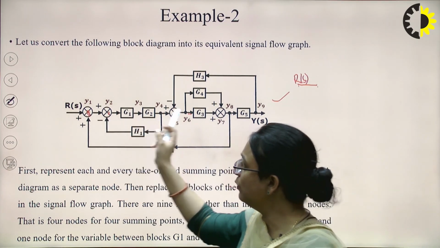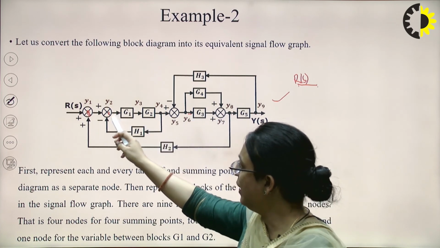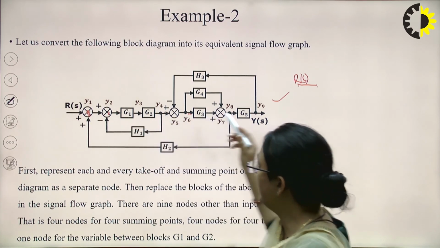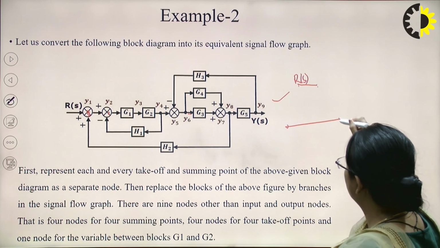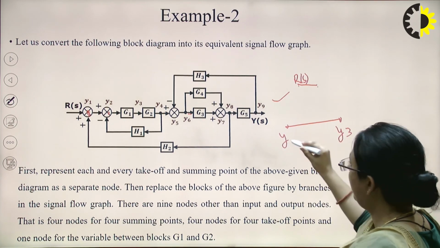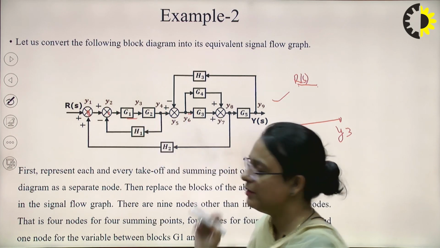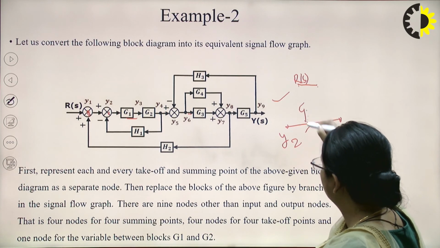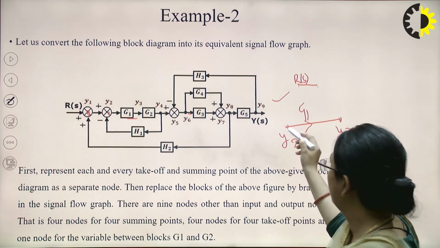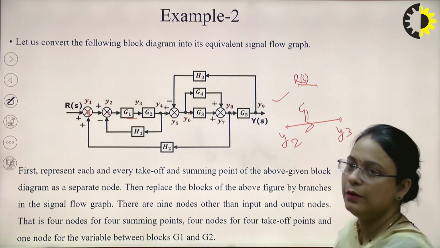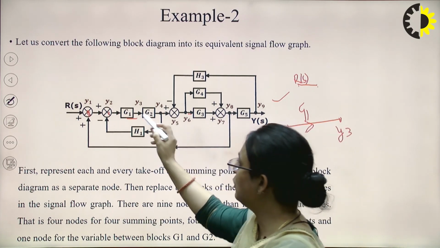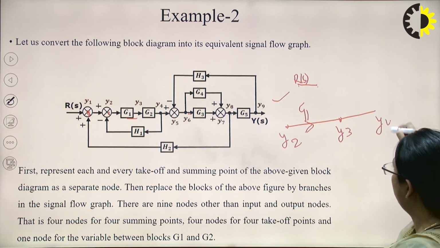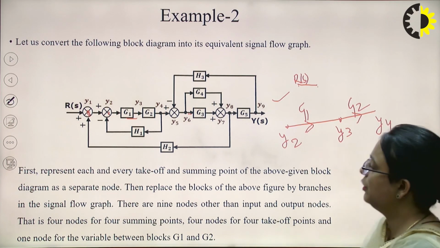Now connect these nodes. Since we have a block between Y2 and Y3, we can represent it like this. This is Y2, this is Y3. G1 is the transfer function of this block, so we can represent it by G1 as the gain of this branch between the nodes Y2 and Y3. Similarly, G2 is the transfer function between the two nodes Y3 and Y4, so you can write it between Y3 and Y4 and represent it as G2.